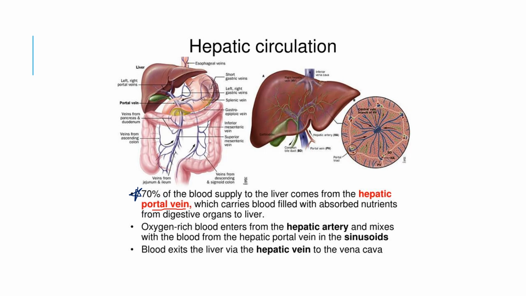So oxygen-rich blood enters from the hepatic artery. The hepatic artery also supplies the liver, carrying oxygen-rich blood to the liver, and it mixes with the blood from the hepatic portal vein in the sinusoids. Blood exits the liver via the hepatic vein into the vena cava. So the hepatic portal vein carries 70% of the blood to the liver. Also the hepatic artery carries blood to the liver. The hepatic vein takes it to the IVC and then it drains to the heart.